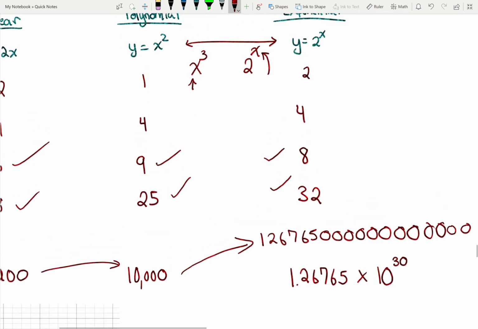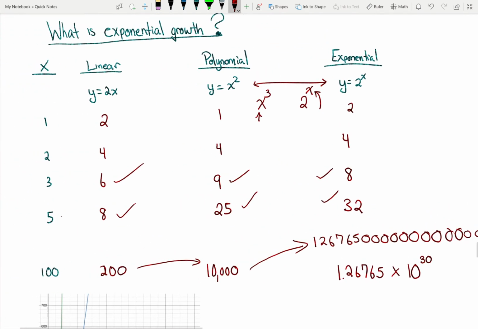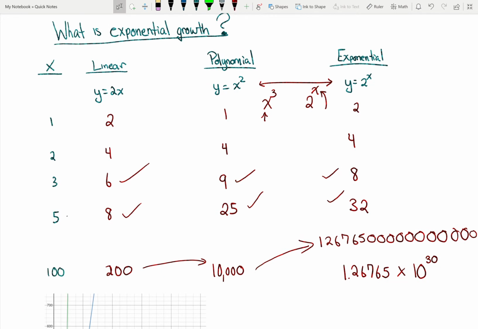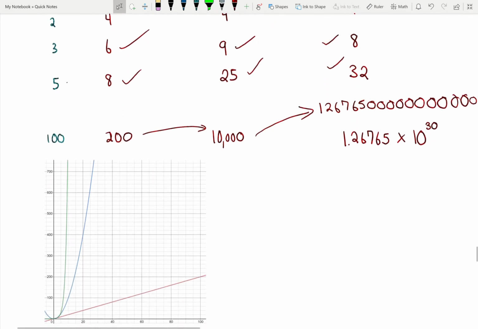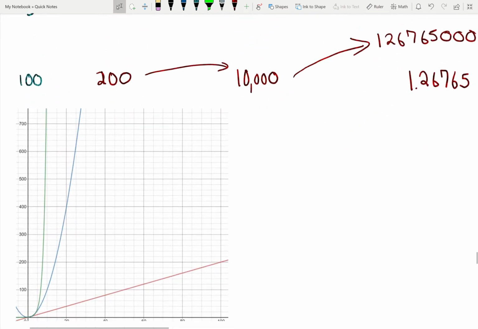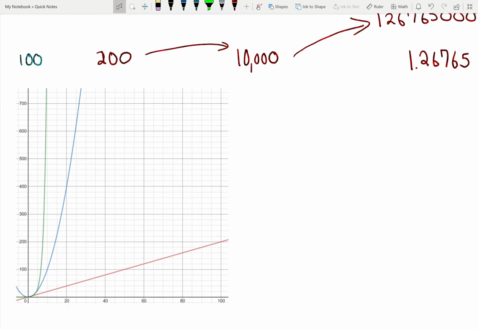Anyway, exponential growth is a powerful thing. So let's look at their graphs: the linear model, polynomial model, and exponential model. Here is how they grow. This guy right here is our linear model. You see it's slowly creeping up the y-axis.